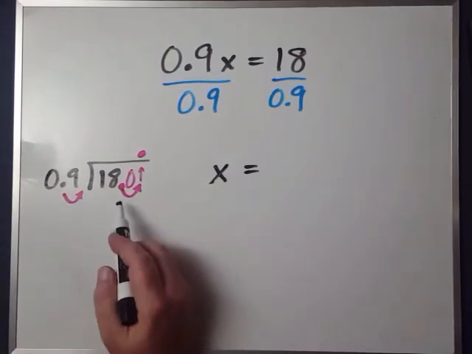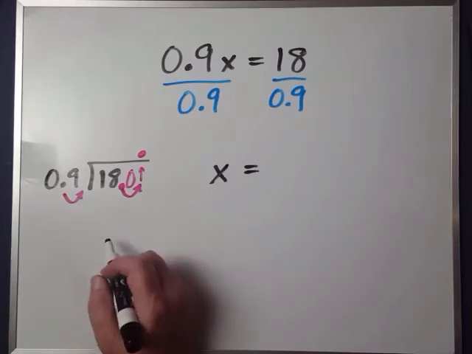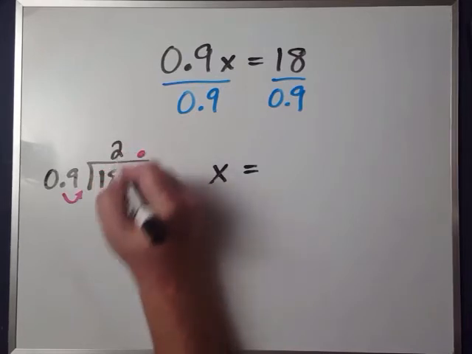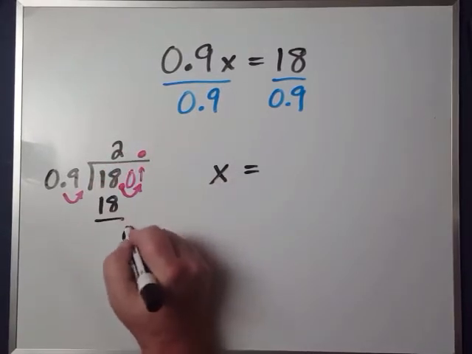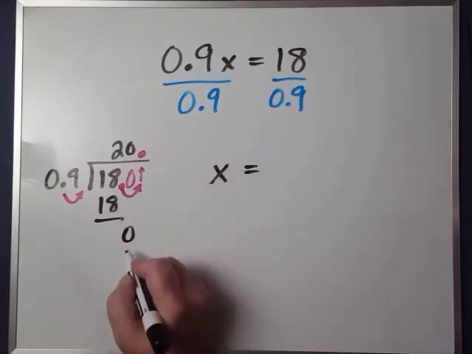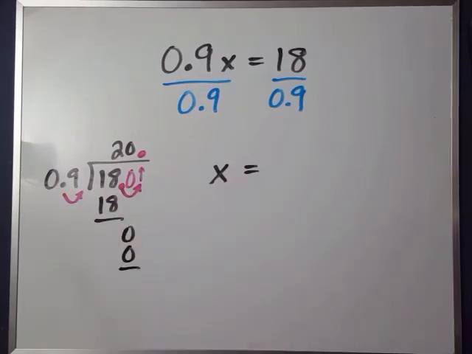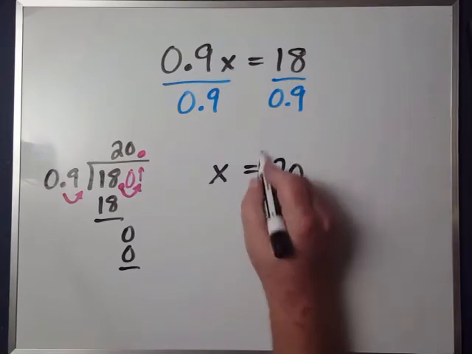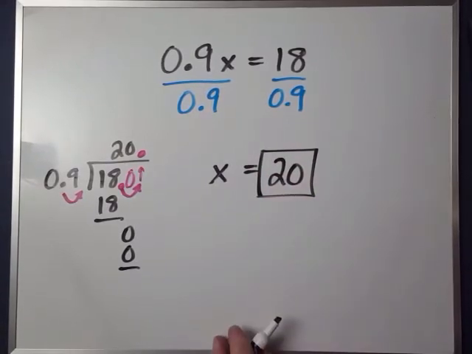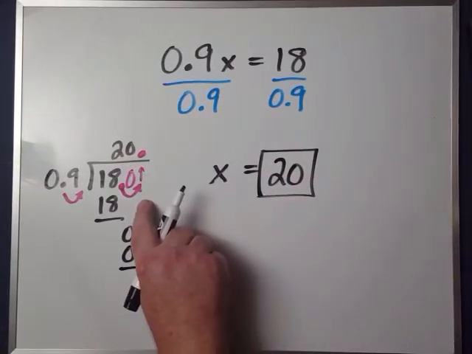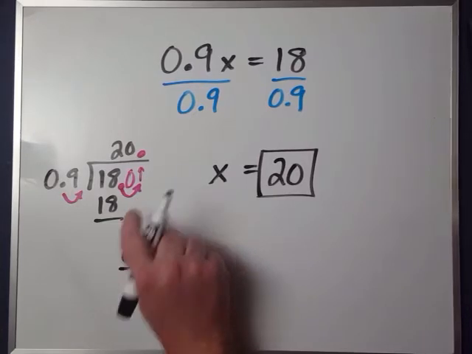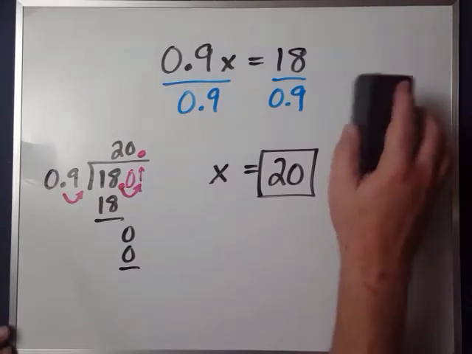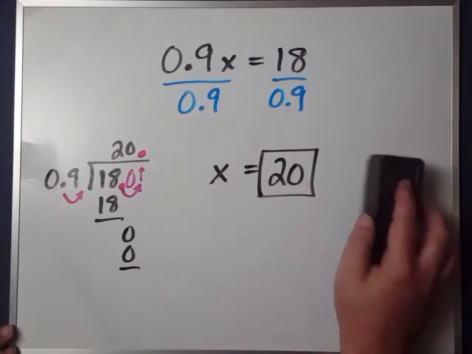in my long division and just say this is 9 into 180. 9 goes into 18 twice. 9 goes into 0, 0. No remainder, so there we are. X is going to be 20. Now, one thing you can do that is equivalent to moving that decimal in your long division problem is this. Let's go back to the original equation. Remember, the answer is 20.